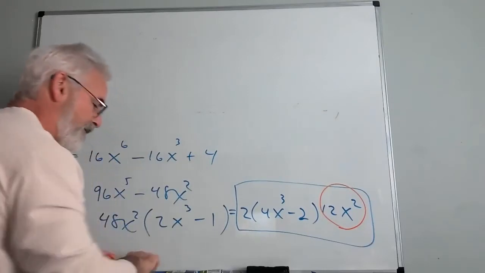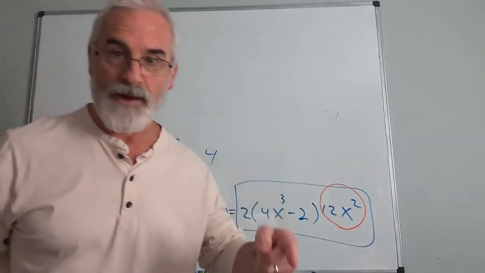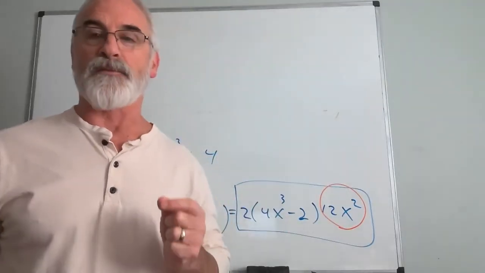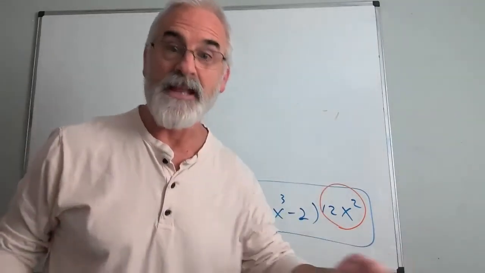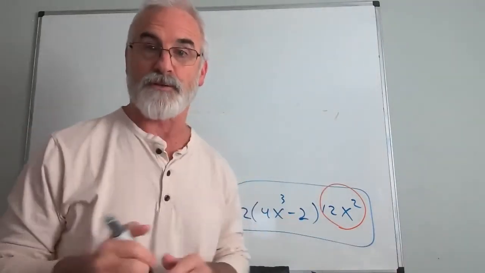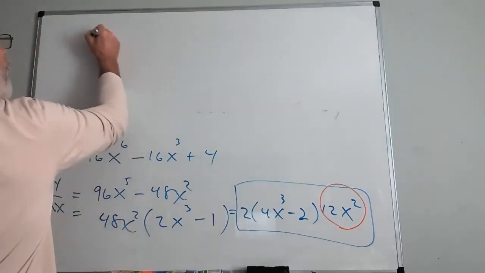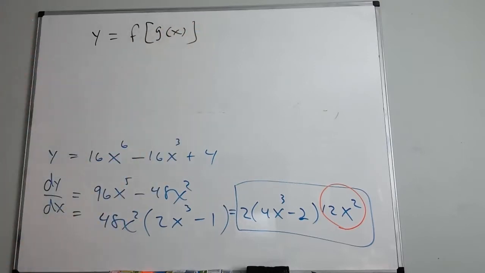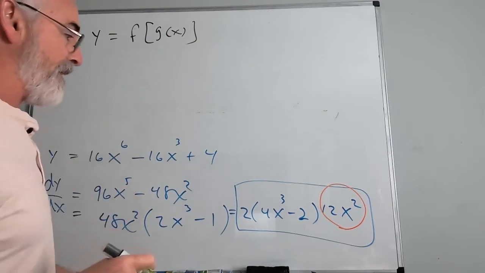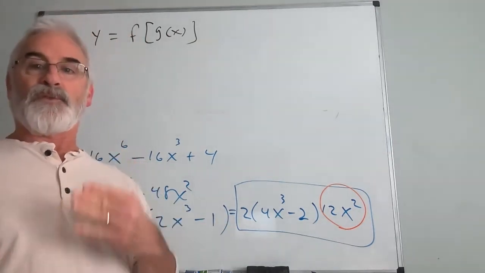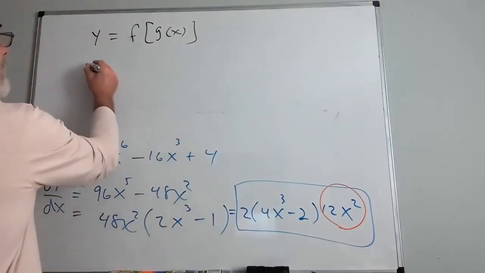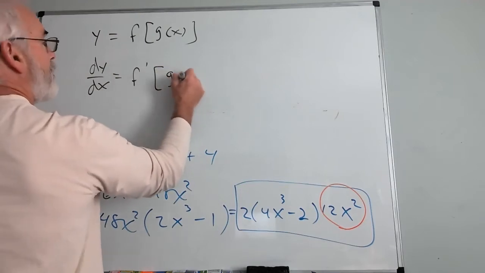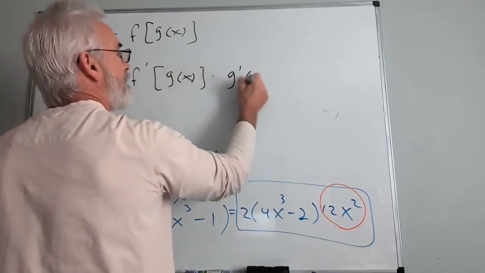The chain rule is how you differentiate not x to a power, but a function to a power. It's not how you differentiate the sine of x, it's how you differentiate the sine of a function of x. In other words, it's how you differentiate a composition of functions. So if y equals f of g of x, that's called a composition of functions. In this last example, my g of x would have been the 4x cubed minus 2, and then f was squaring it. Then dy dx is f prime of g of x times g prime of x.